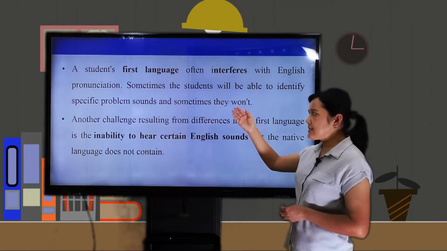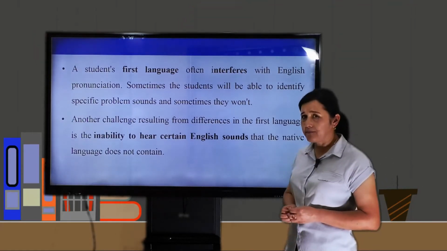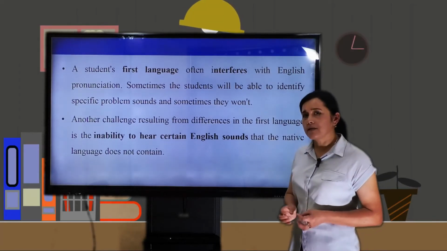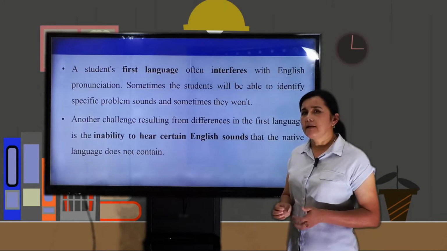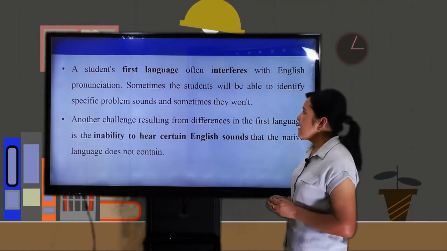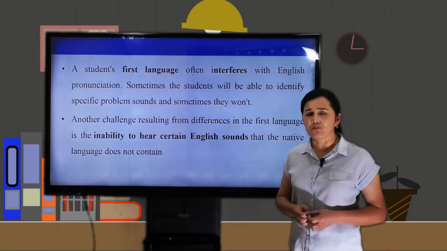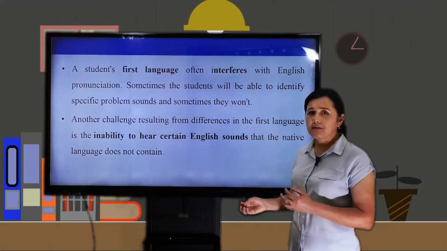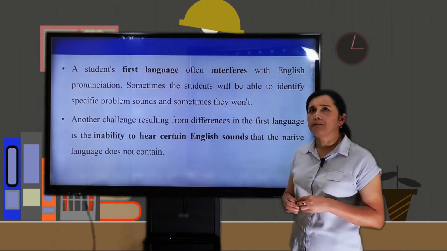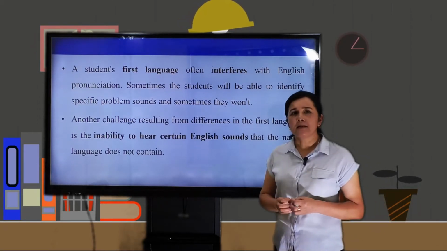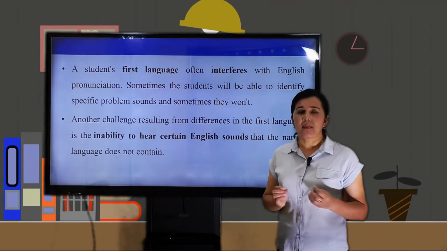So the first reason is that a student's first language often interferes with English pronunciation. How can it be? For instance, in our mother tongue, we don't have some English phonemes like the th letter combination. Sometimes the students will be able to identify specific problem sounds, and sometimes they won't. So it is difficult for our students to produce the sounds th. That is why our students mostly pronounce it as mozer, fazer, zis, zat, instead of mother, father, this, and that.